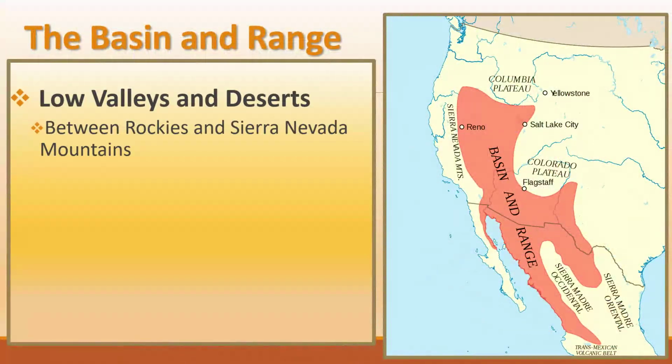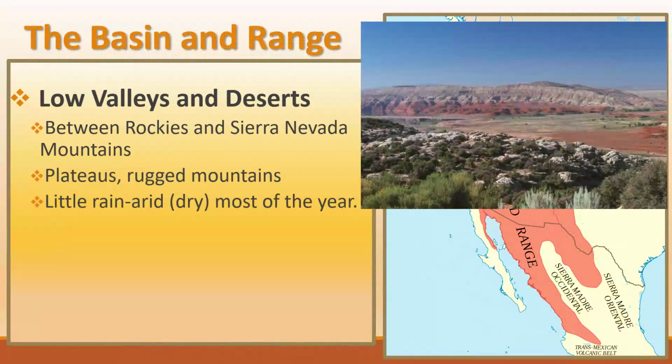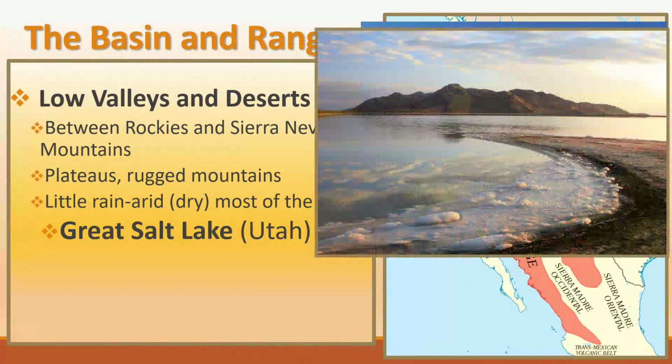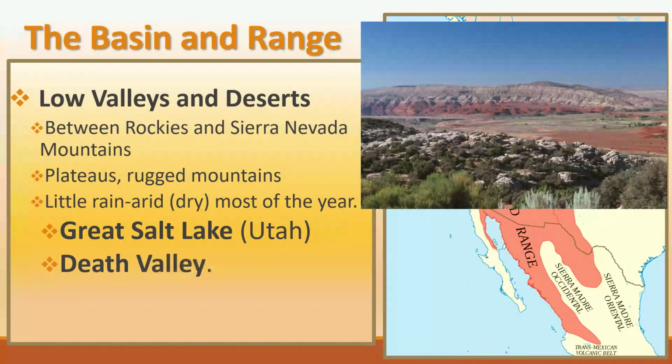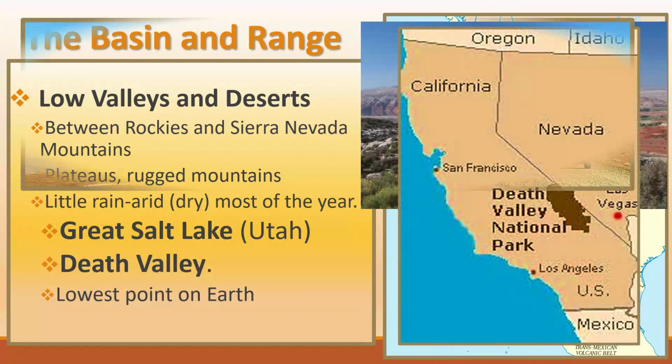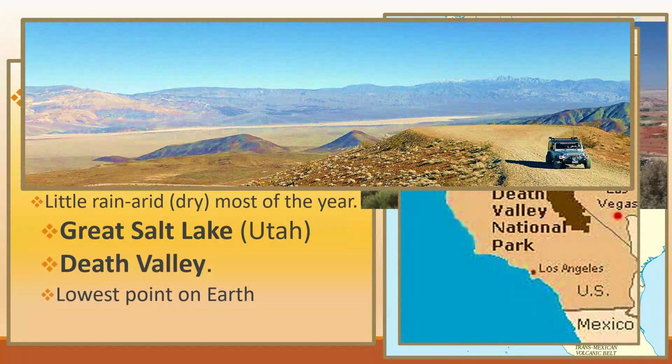Heading even further west, you come to the Basin and Range region. Here there are some low valleys and deserts between the Rockies and the Sierra Nevada mountains. Plateaus, rugged mountains. There's little rain here. It's very arid and dry most of the year. This region also includes the Great Salt Lake in Utah. Death Valley also exists in this region. It's the lowest point on Earth. And here's a great view of Death Valley.